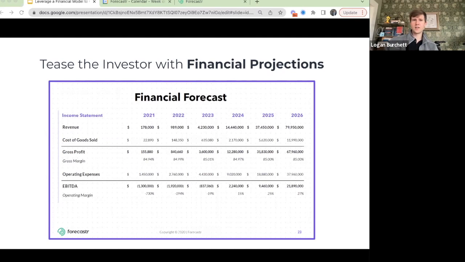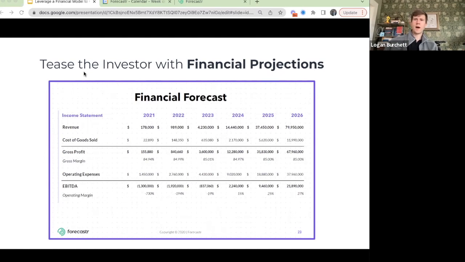Just have one slide that goes into it. Now, in that slide, you want to keep it relatively high level. This is a real snapshot of the slide that we used in our seed round when we were pitching investors. And we went deeper than I would recommend most companies go, because we're a financial modeling company.